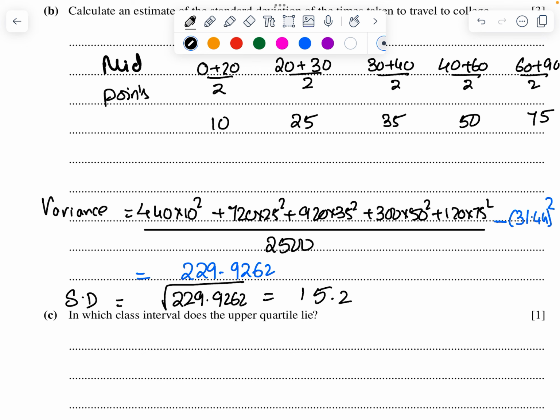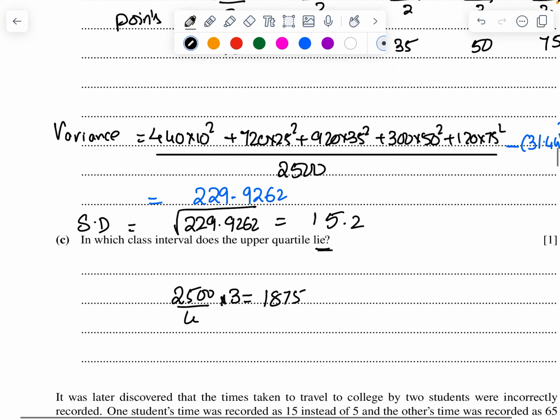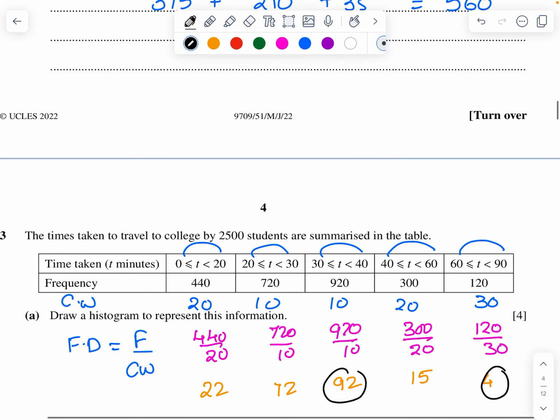15.2. In which class interval does the upper quartile range lie? Upper quartile, so 2500 divided by, what is this? 4 times 3, which is going to be nothing but 7500 divided by 4, which gives me 1875.